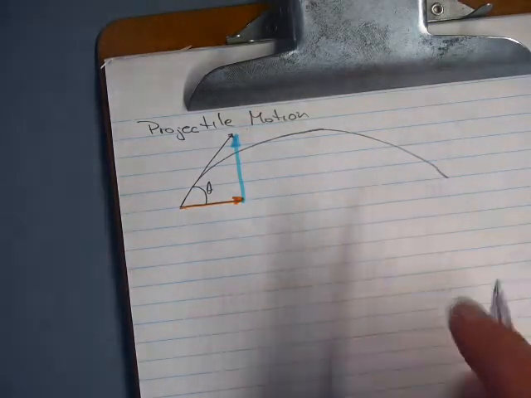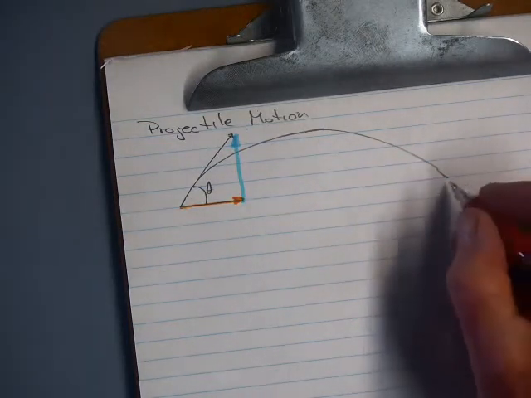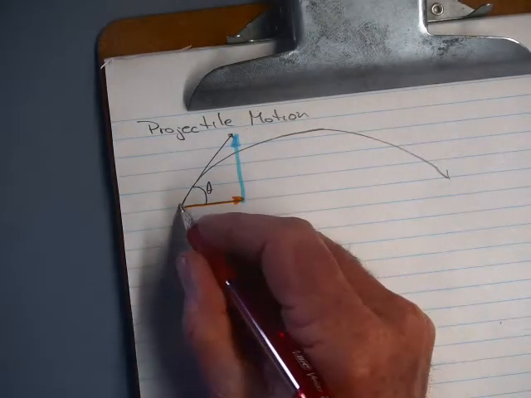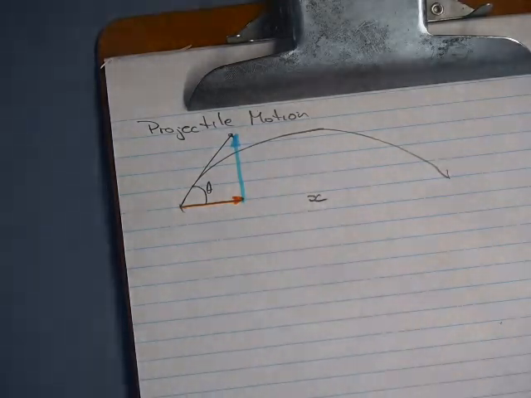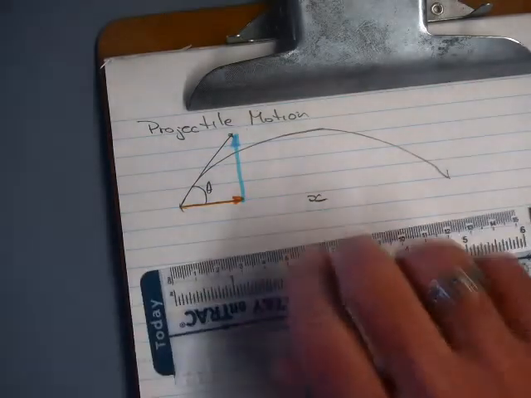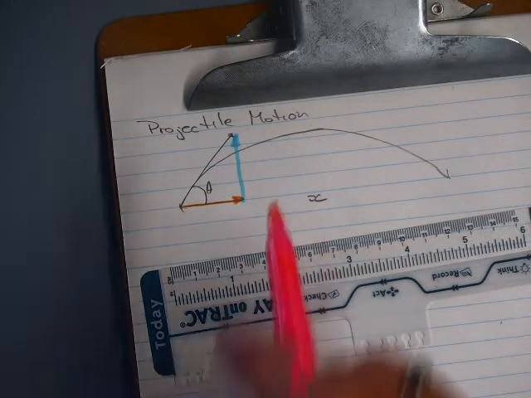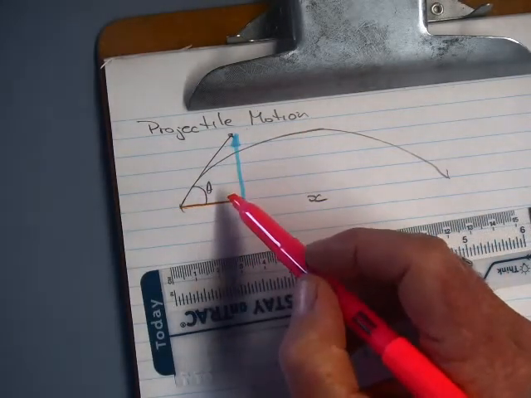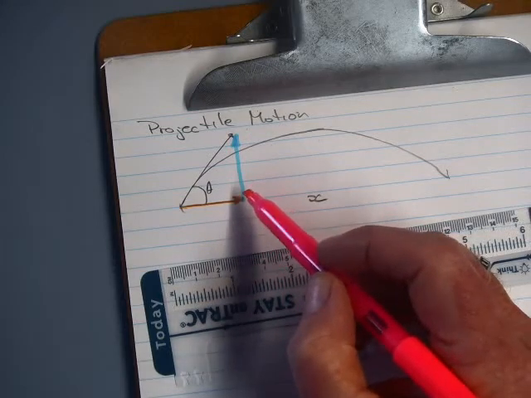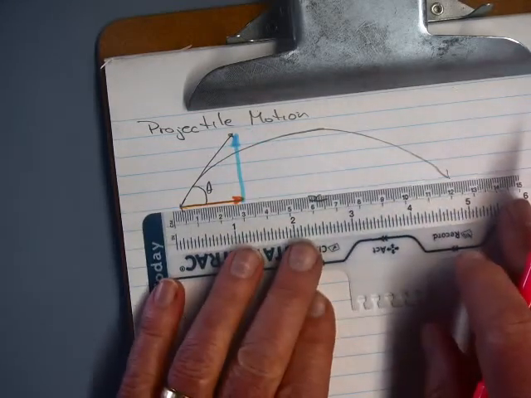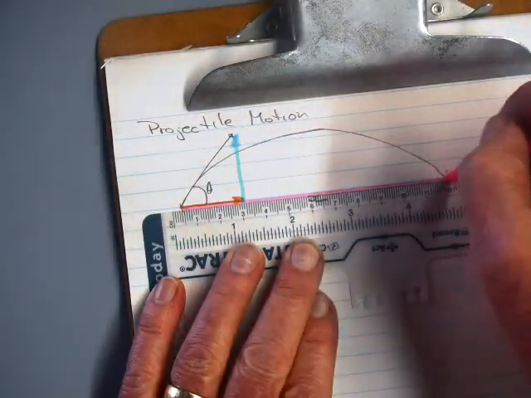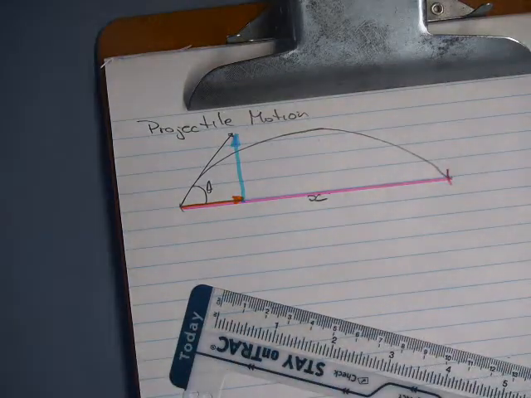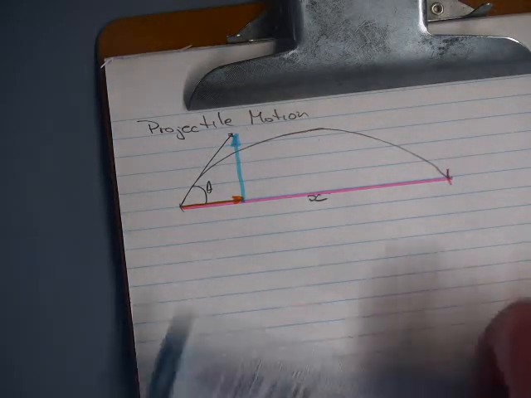Now, most problems are asking you to solve for this distance here, which we're going to call x. Okay? And so that is going to be this entire distance. So from the data that you're given, this is going to be the horizontal component, the vertical component, but what you're asking to solve for is this entire distance right there. Okay?